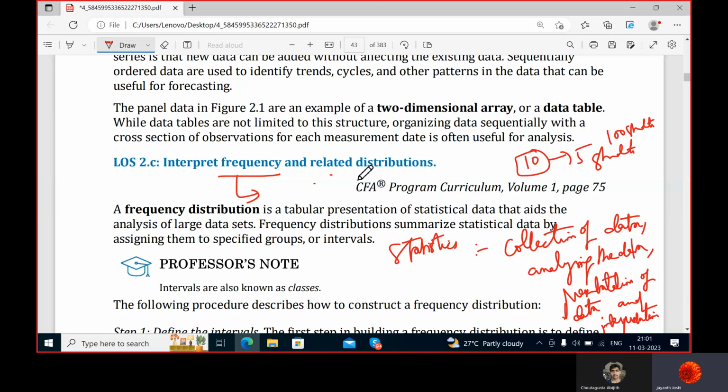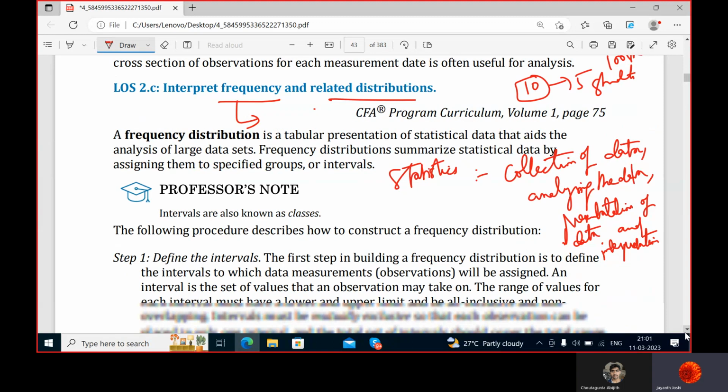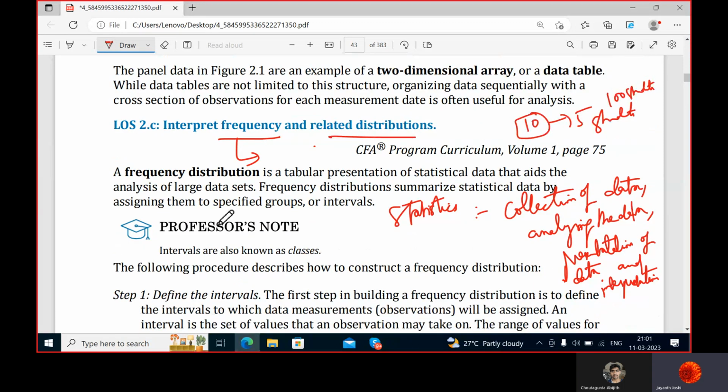And also we are going to see related distributions, how the data is distributed. So a frequency distribution, see, already I have discussed with you what a distribution is, but that was probability distribution. This is frequency distribution. So we'll take the data and we'll see how frequently we'll put the data in an interval.